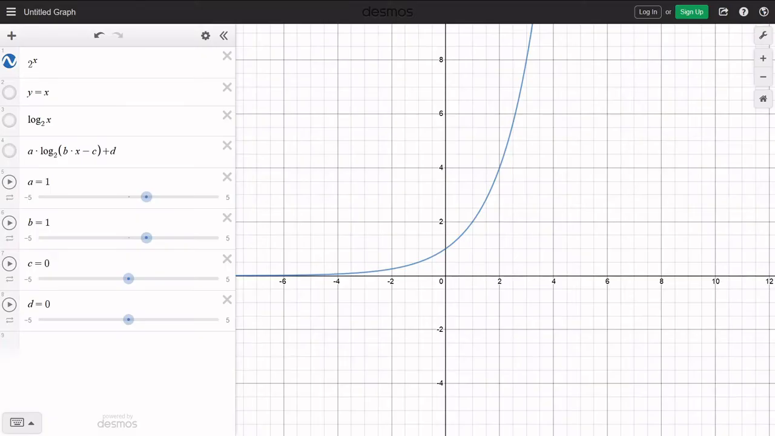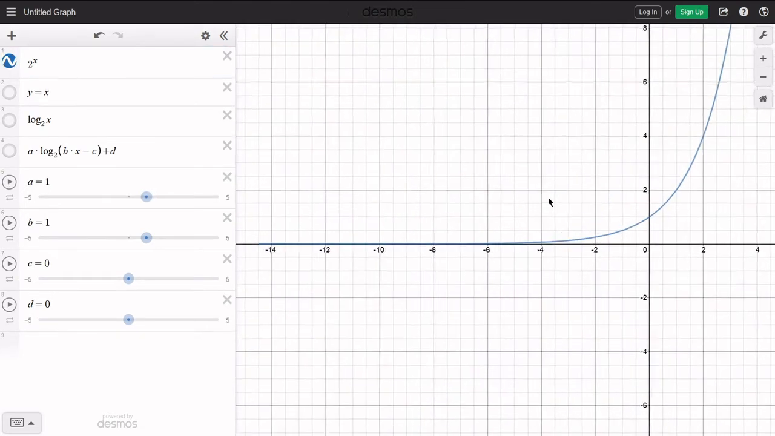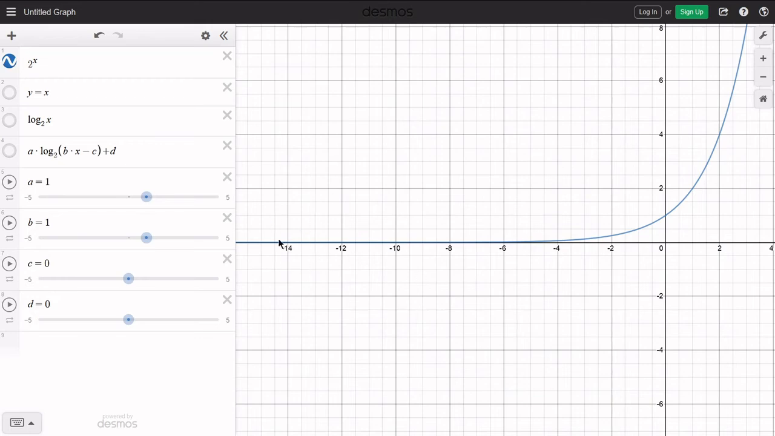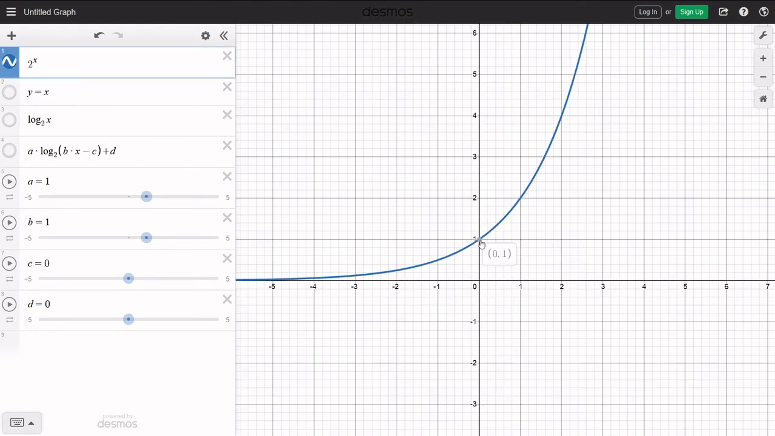Now let's look at the graphs of logarithms. So right here I've got 2 to the power of x, and note, I forgot to turn my mouse on. Note the asymptote here. It shoots off towards 0, and we'll also note this point right here, that 0 goes to 1.